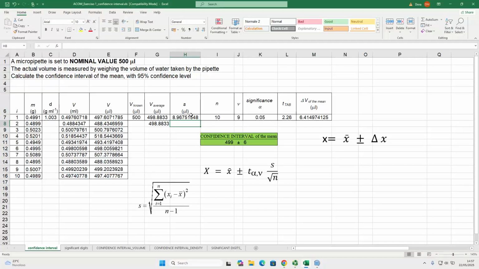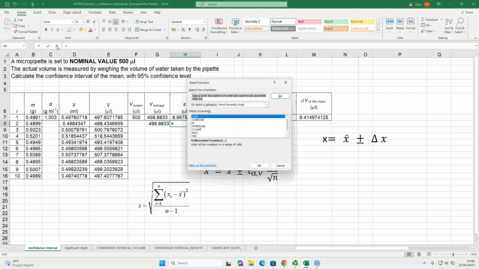To obtain this value, if I do not remember the name of the function, I can use this tool. I move with the mouse to this icon, insert function, and click. So a dialog box is open, and if I do not remember the name, I can type here a question. Standard deviation. And go.